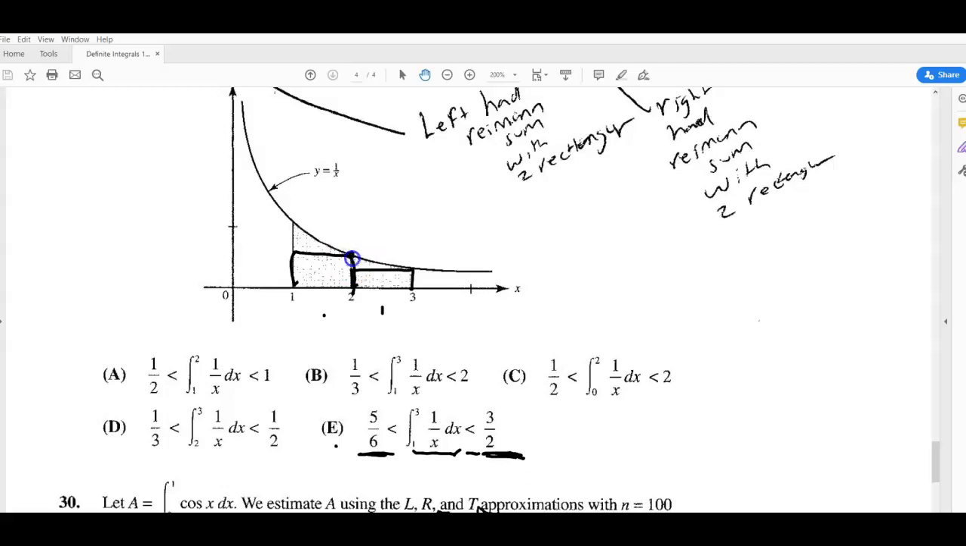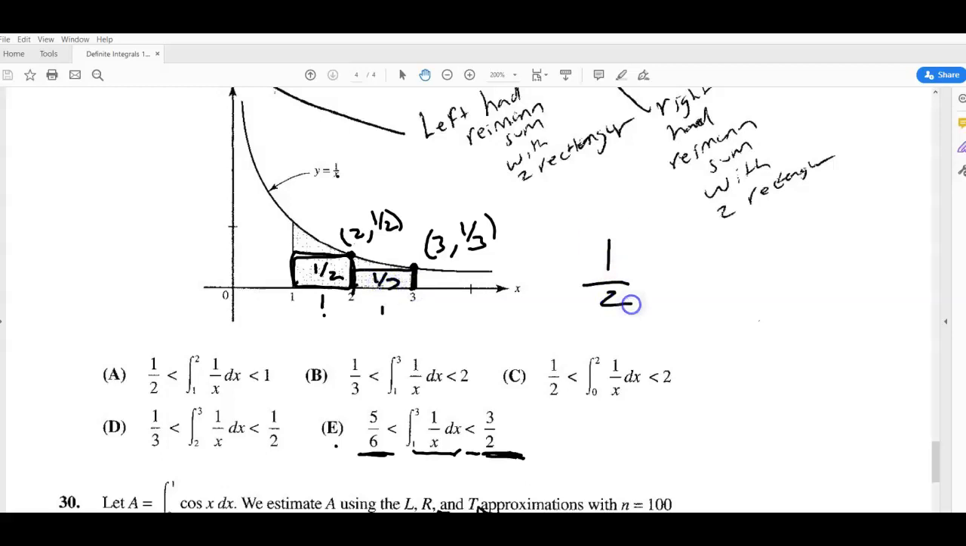Now for this rectangle, the height is determined by the y value of that right-hand corner point, which is at x equals 2, which we already know is a half. So for this first rectangle, the base is 1 and the height is a half, so the area is a half. For this next rectangle, its height is determined by this right-handed point, which is at 3. And if you plug in 3 for x here, you're going to get 1/3. So the height of this rectangle is 1/3, and the base is 1, so 1 times 1/3 is 1/3.